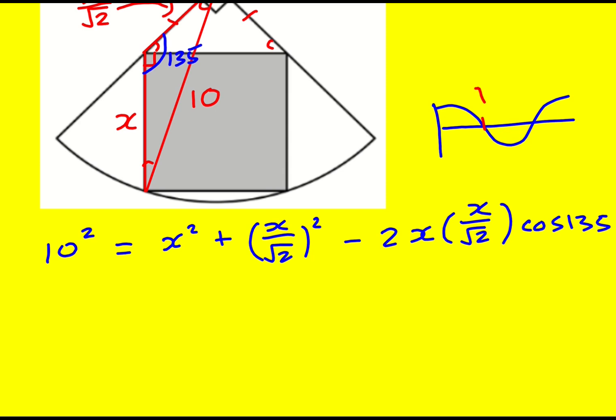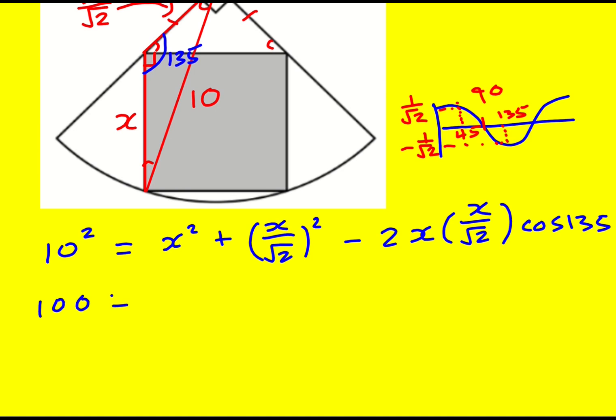So here's 90, and cos 135, well, it's going to be 45 away from 90. And we know that cos 45 is 1 over root 2. Sorry, this is not drawn accurately or anything. So by the symmetry of the cosine curve, it's going to be minus 1 over root 2.